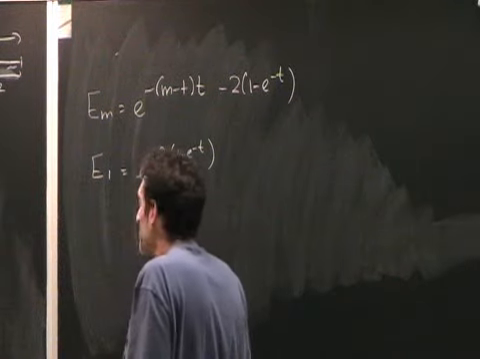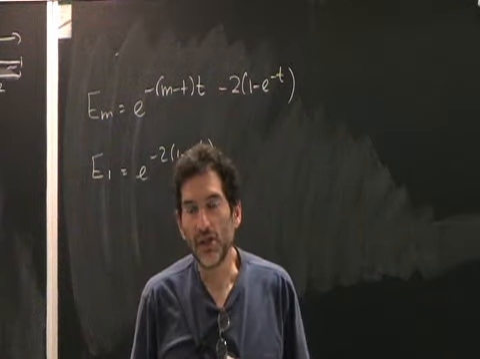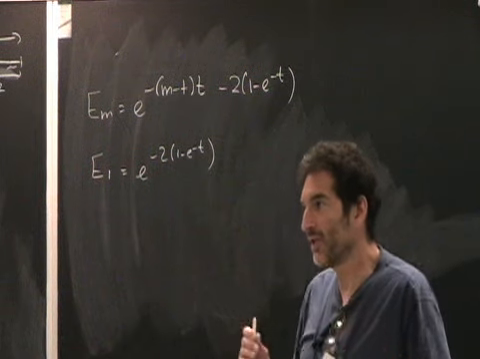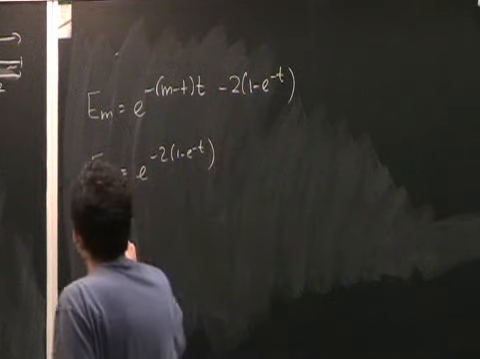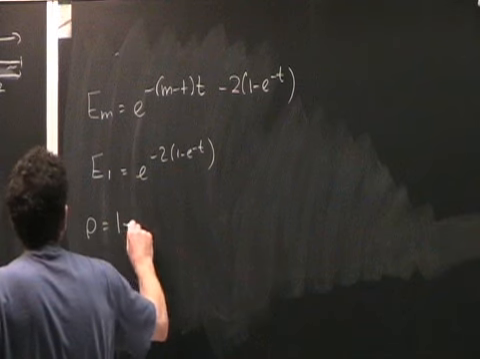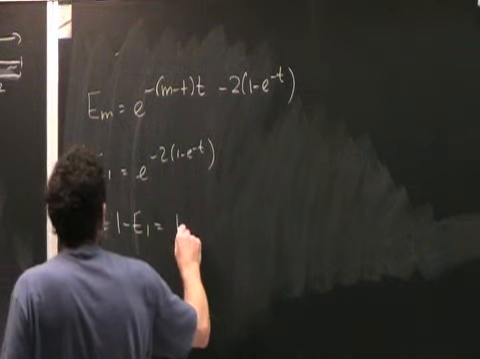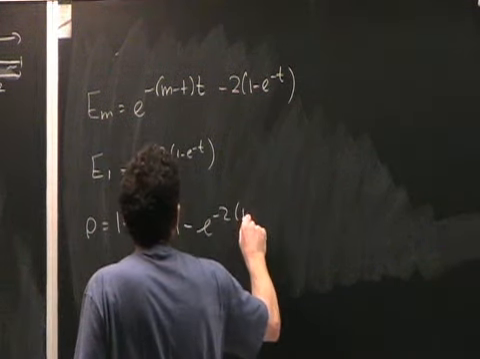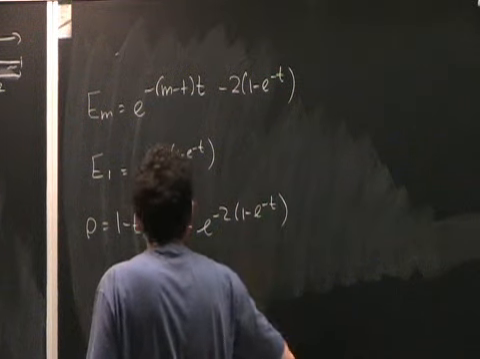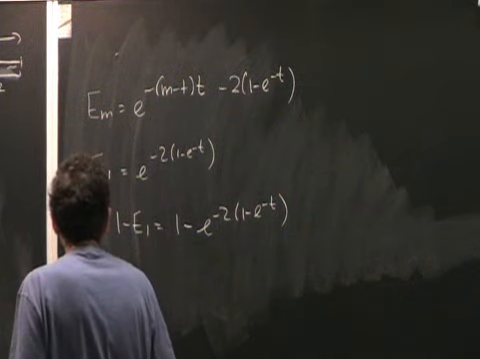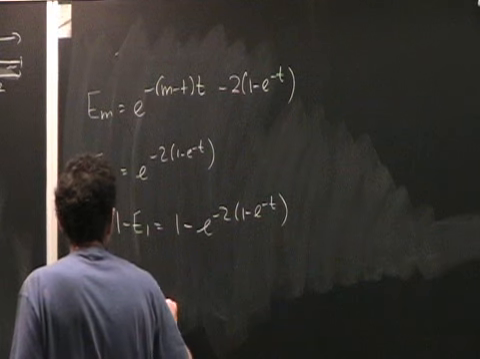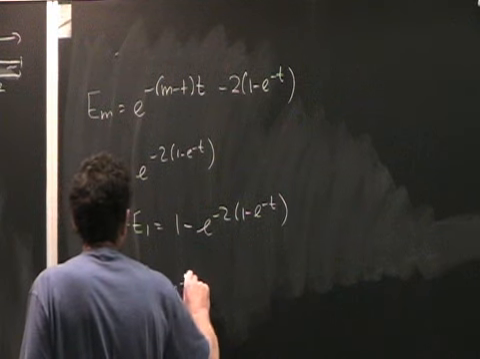And the final step of this is now, where is the density in all of this? Well, E_1 is the probability that a single site is empty. So the density is nothing more than 1 minus E_1, which is equal to 1 minus e to the minus 2(1 minus e to the minus t). And one sees that as t goes to infinity, you get 1 minus e to the minus 2.